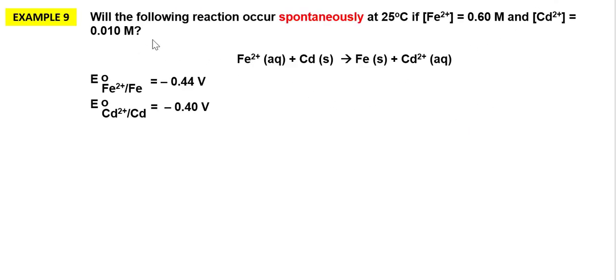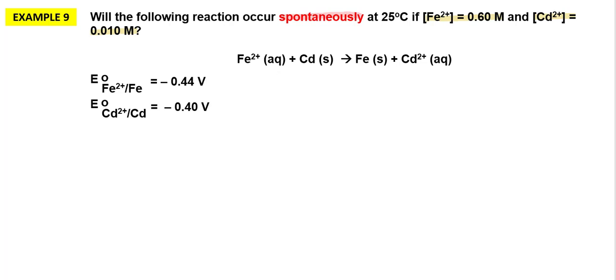So for example here, will the following reaction occur spontaneously? The question asks the spontaneity of the cell at 25 degrees Celsius if the concentration of the iron 2 plus ion is 0.60 molar and the concentration of the cadmium ion is 0.010 molar. So from the concentration here, we can see that this reaction is not at standard state. So we have to use the Nernst equation and find the E cell value.